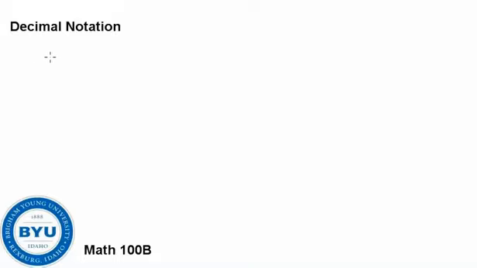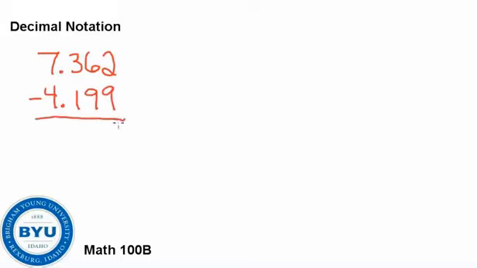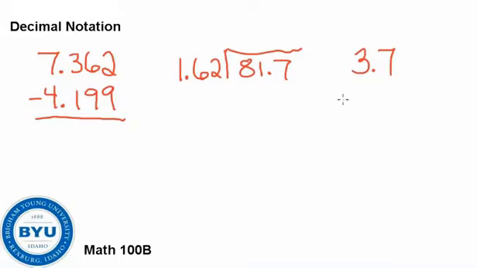So let's have you try this problem here. 7.362 minus 4.199. We'll have you try that problem. Let's have you try this problem here, 81.7 divided by 1.62. And let's try a multiplication problem, 3.7 times 3.7. So try those 3 problems. Pause the video right now, and you can resume it to see if you did them right.